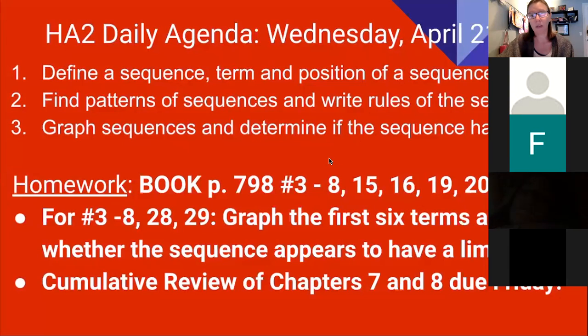There are some that you'll be graphing, and we'll be graphing some today, so you can see how to do that. But the first 3 through 8, and then 28 and 29 are all graphing. So please make sure that you do graph those problems. The other ones, you'll be kind of writing an equation, or we call it a formula when we're talking about a sequence. And then the cumulative review that was assigned yesterday after the test, that is due on Friday.